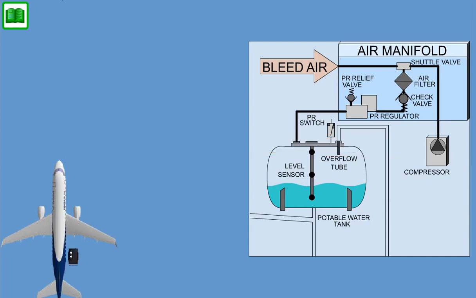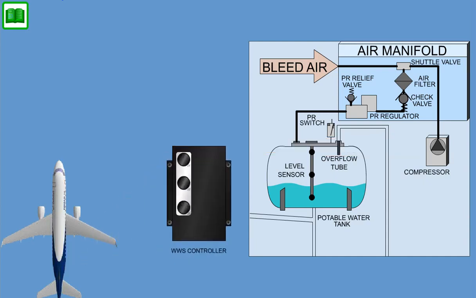Air compressor cycling is controlled by the water and waste system controller based on the signal from a pressure switch that is mounted to the water tank. The compressor is switched on if the bleed air pressure is too low. The compressor supply line is connected to the second port of the shuttle valve.